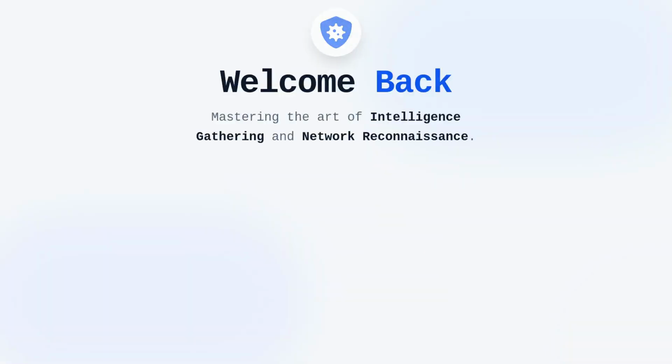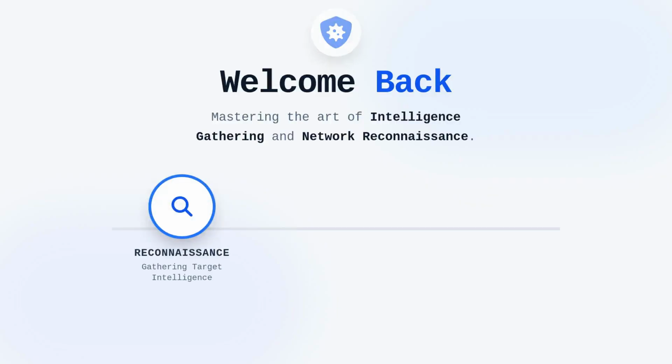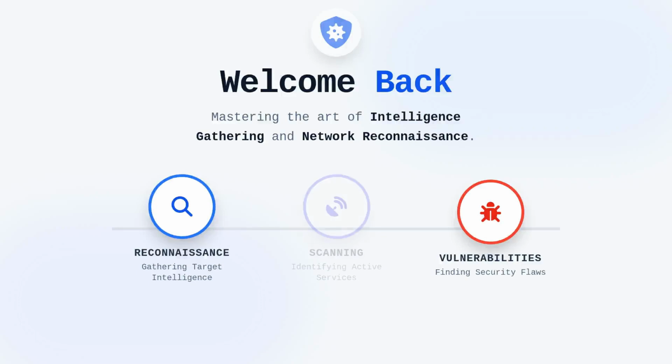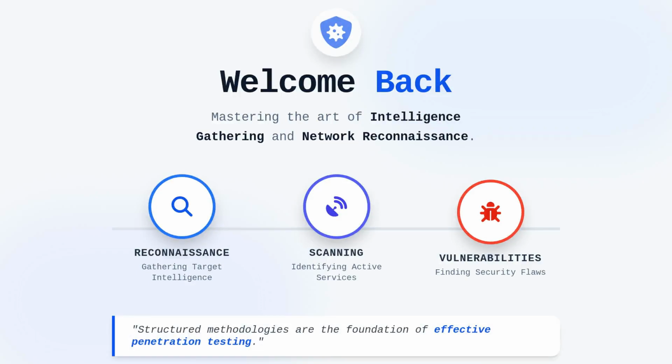Welcome back. In this chapter, we will explore the methodologies used to gather intelligence on target networks and identify vulnerabilities through structured reconnaissance and scanning techniques.